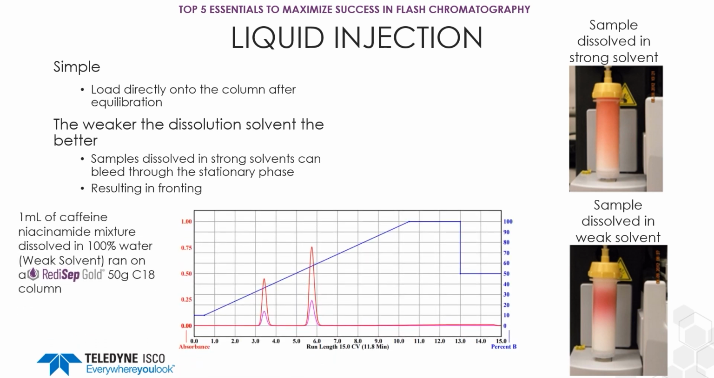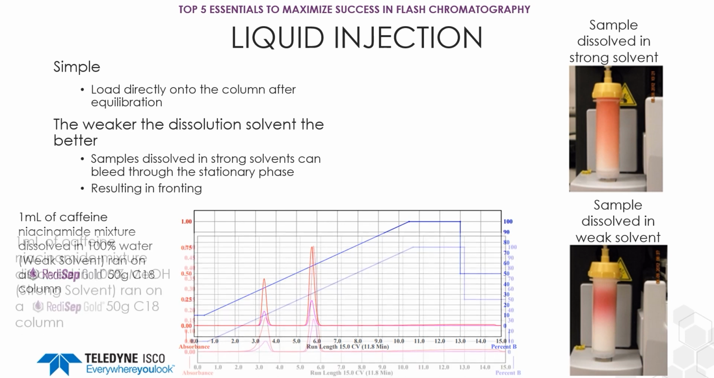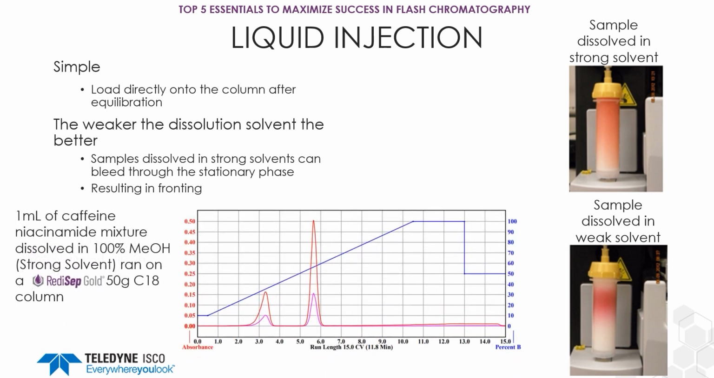Another example is if we dissolve caffeine and niacinamide in 100% water, looking at reverse phase conditions. Water is going to be your weak solvent, and we run that on a RediSep Gold 50 gram C18 column. We're getting really good peak shape and really good baseline resolution. But if we switch that and dissolve it in 100% methanol, which would be the strong solvent in reverse phase conditions, you can start to see that fronting show up in this chromatogram, and that's not what we want. That's not good chromatography. That can lead to impure fractions.